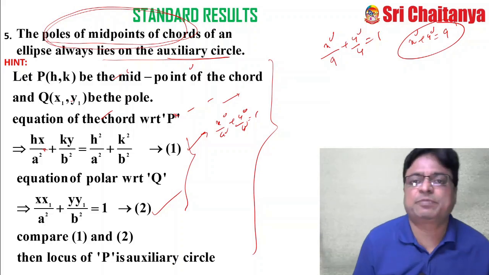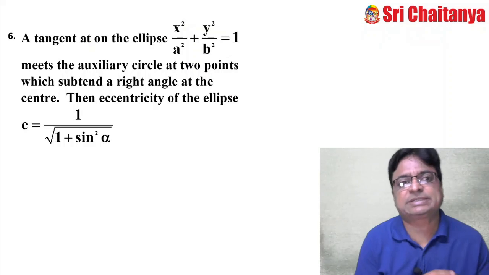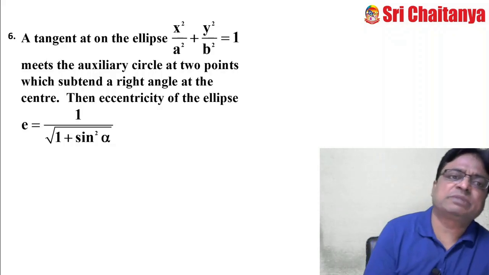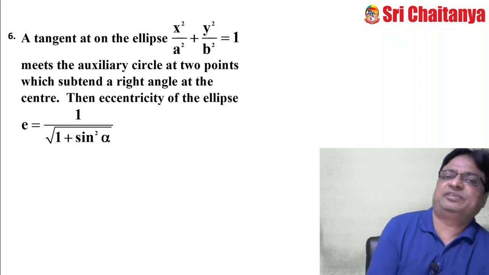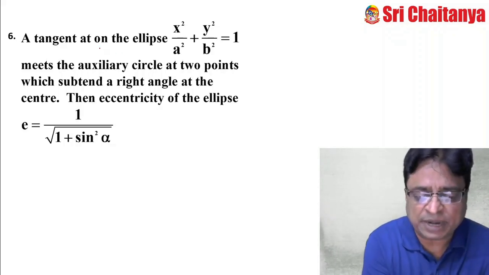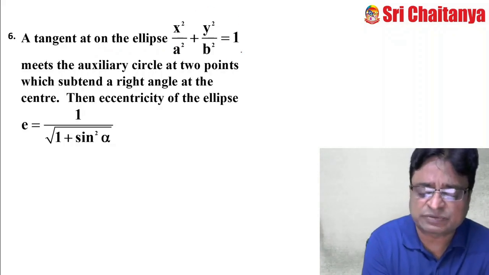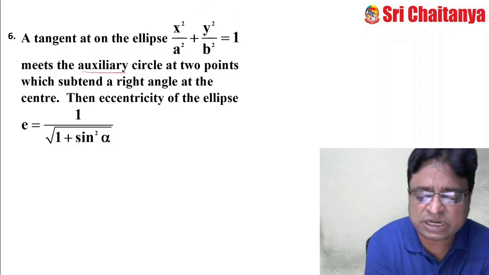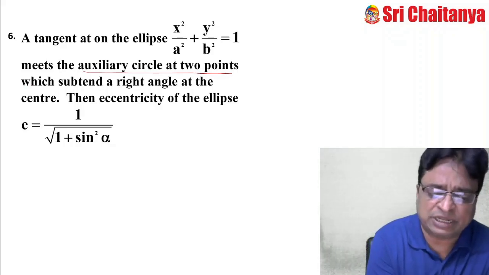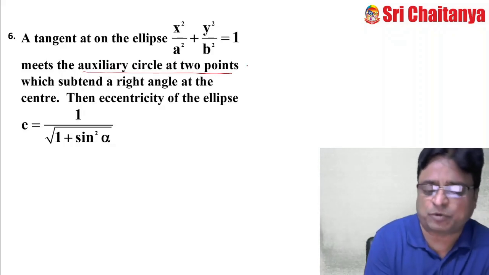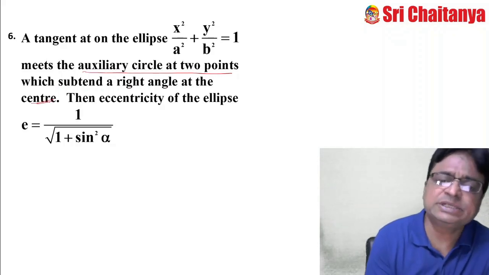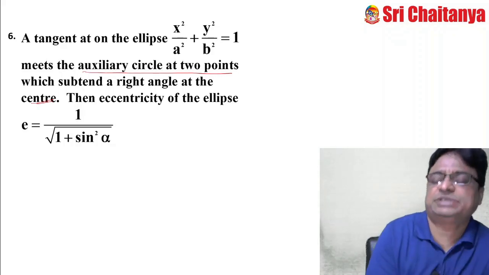Okay, my friends, this is about problem number 5. Now coming to problem number 6. Read the statement again. With the help of this problem, sometimes they may ask you to find the eccentricity of the ellipse or something like that also. A tangent at a point on the ellipse x square by a square plus y square by b square equal to 1 meets the auxiliary circle at 2 points which subtend a right angle at the center. Then the eccentricity of the ellipse is.